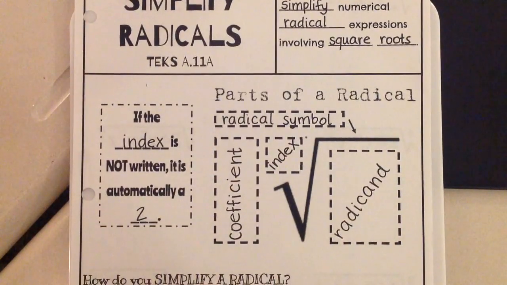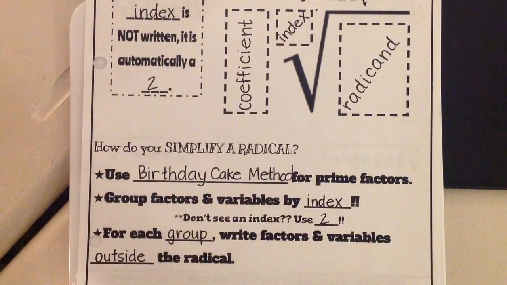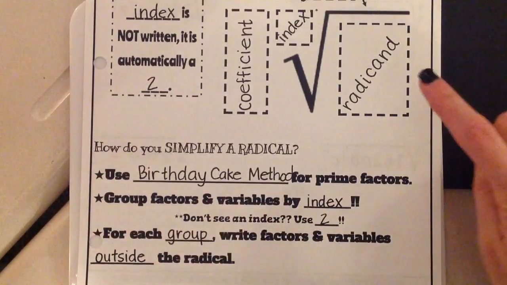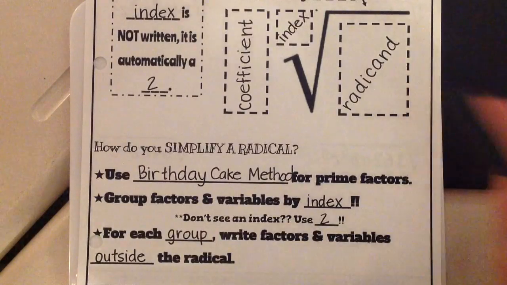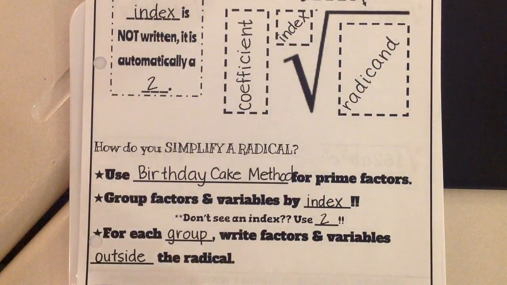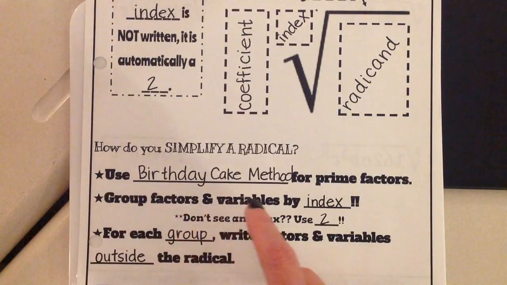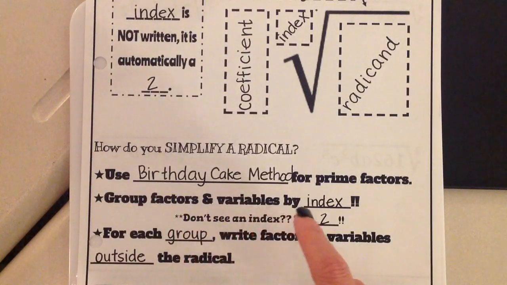Okay? Now, how do I simplify a radical? So this is why I taught you prime factorization, and we reviewed that in the previous lesson. It's because we're going to use that method to find the prime factors of our radicand. Okay? And we want to be able to break those down into prime factors. We're then going to group those factors, those prime factors, and group all of our variables by the index number.